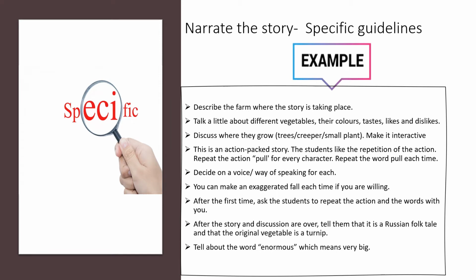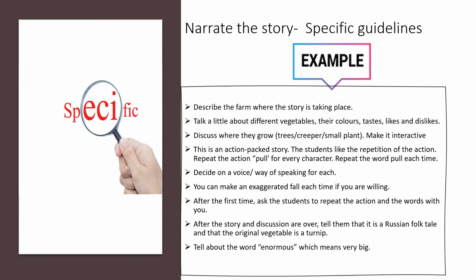Now, the story takes place in a farm, right? It's a story of a farmer. So describe the farm where the story is taking place. What kind of farm is it? It looks like a vegetable farm. How do you think the farmer looks? Talk a little about the different vegetables, their colors. Discuss with them what they like, what are the vegetables they like.